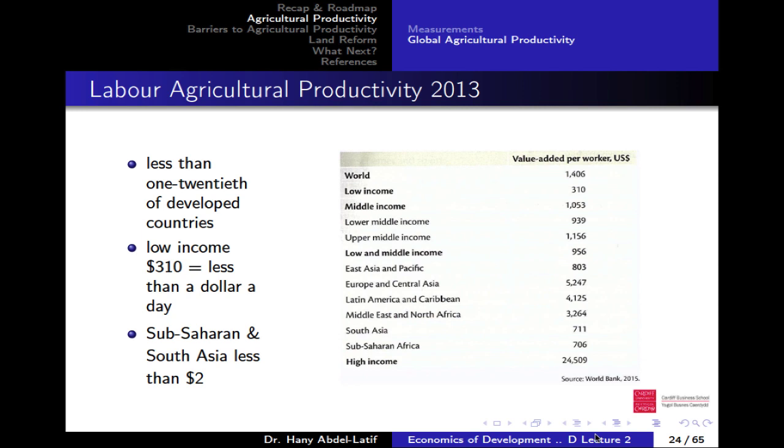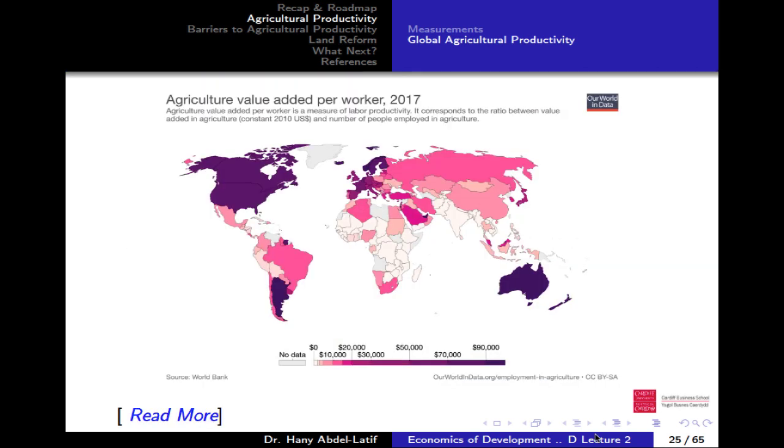So this is labor productivity. It's not the total factor productivity. We're looking at labor productivity, which is the value added per worker. This is again a very similar map to what we've seen, but rather than looking at total factor productivity, we're looking at the value added per worker in the agriculture sector.